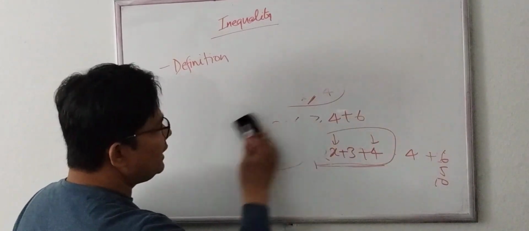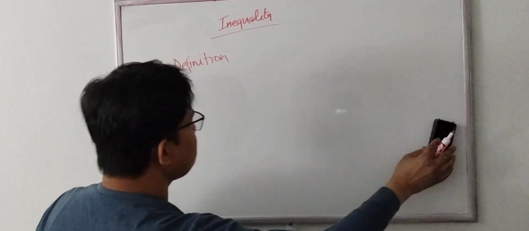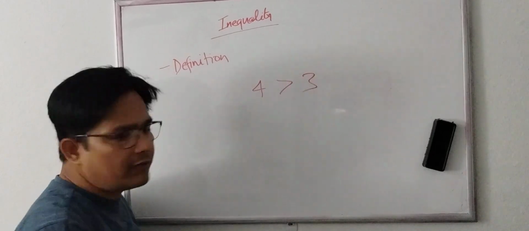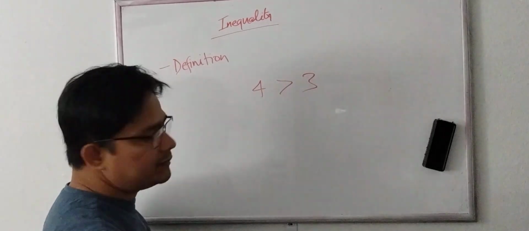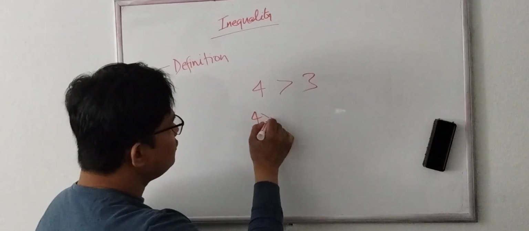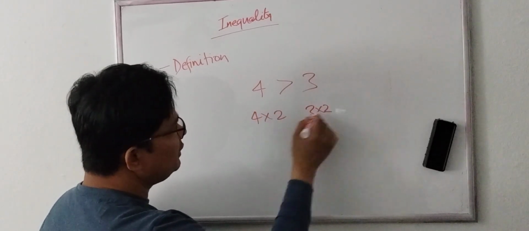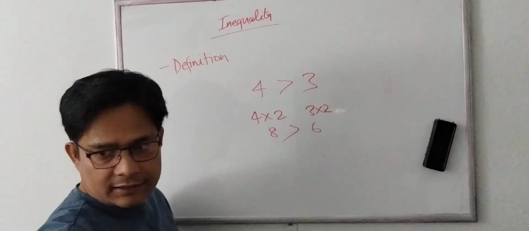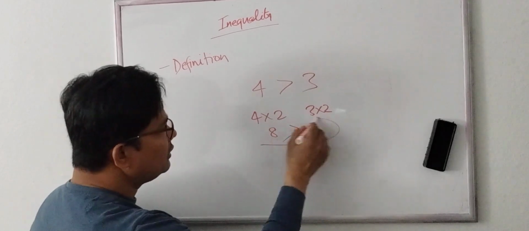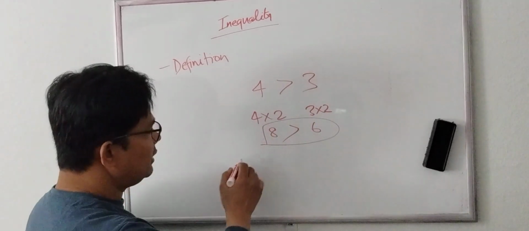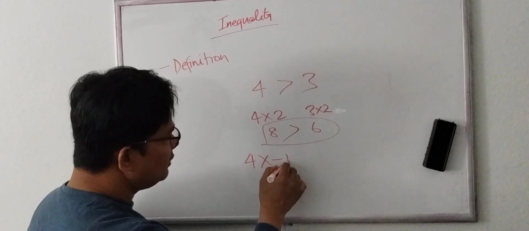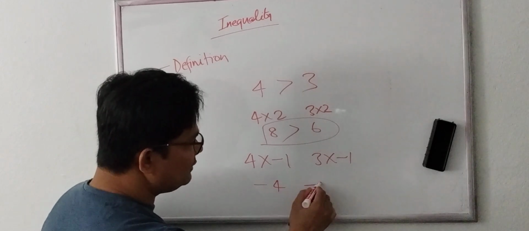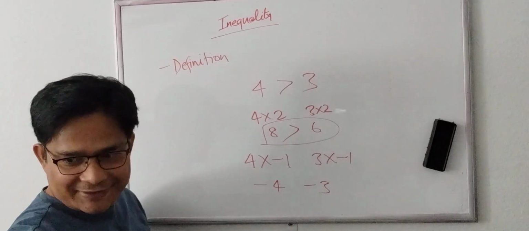Now let's move to multiplication and division. Same as the basic example, 4 greater than 3. Now if I multiply this number by a positive number, 4 times 2 and 3 times 2, will the relationship change? No, it's 8 and 6. It's still greater than 6. Okay, 8 greater than 6. Now think about a negative number. Let's multiply 4 by -1 and 3 by -1. -4 and -3. Did the relationship change?